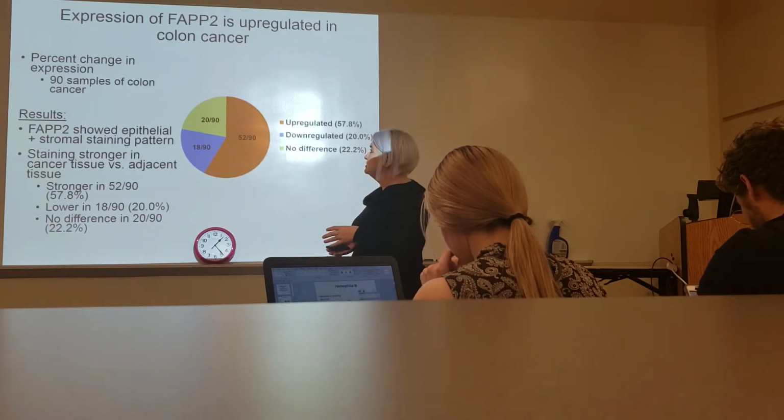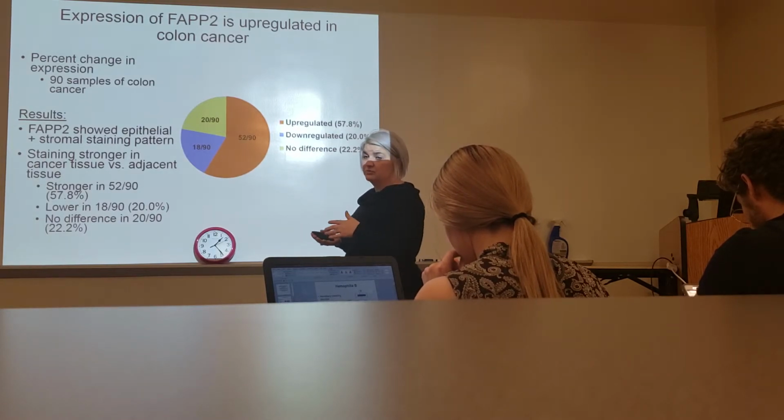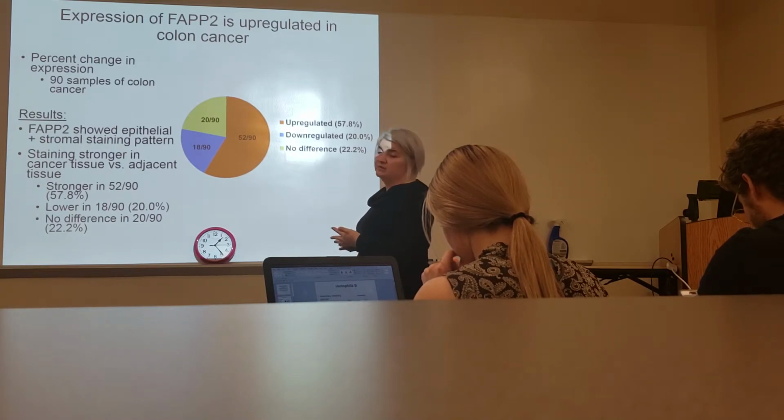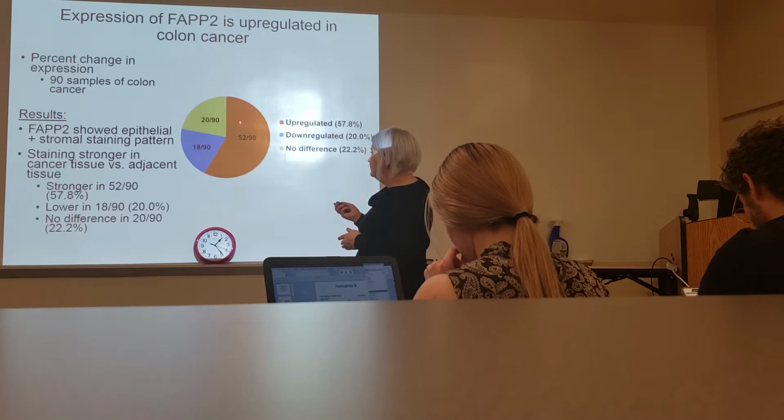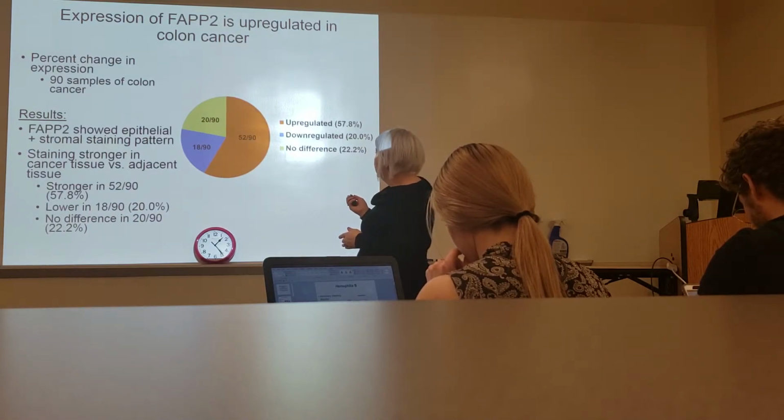Using that information, they were able to put the data into a pie graph, and what it showed was that the expression of FAPP2 is upregulated in colon cancer. 52 out of 90 samples were upregulated, and that was 57.8%, because they had stronger staining.